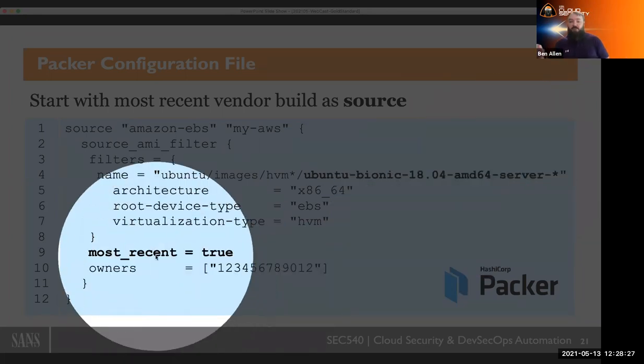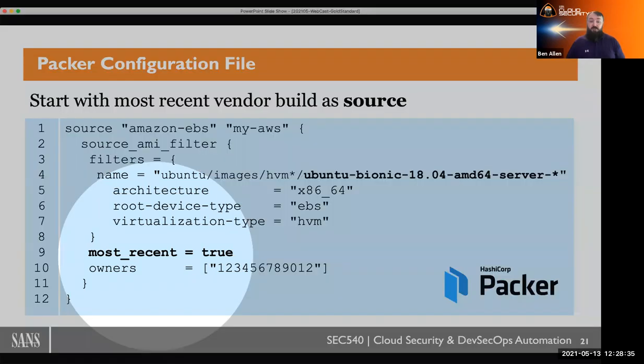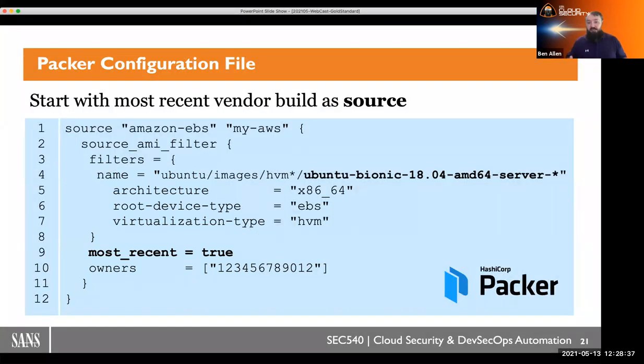And because that can match so many images, there's a handy filter in Packer to say, just give me the most recent one of these. I don't want to have to pick anymore. I don't want to have to be any more specific than give me the most recent Ubuntu 18.04 server image. That gets us a good starting point.